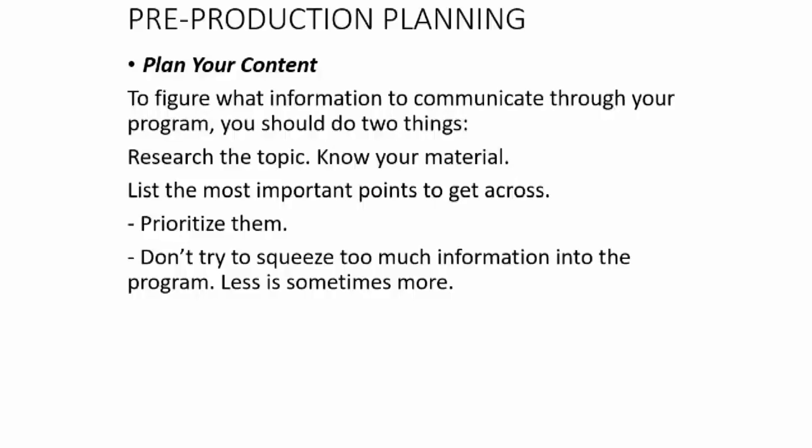to plan your content. To figure out what information to communicate through your program, you should do two things. Research the topic, know your material. List the most important points to get across to your audience. Then you prioritize them. Don't try to squeeze too much information into a program. Less is sometimes more. In television production, everything is timed, and therefore, for you to be able to do a program that will have the right effect that you are looking for on your audiences, you will have to know exactly what you want to communicate.